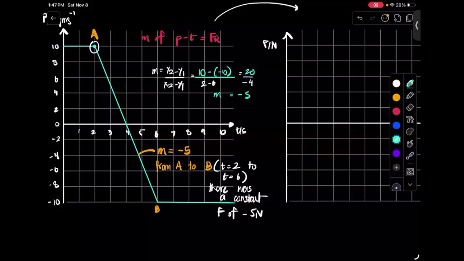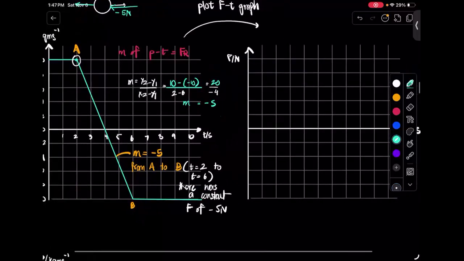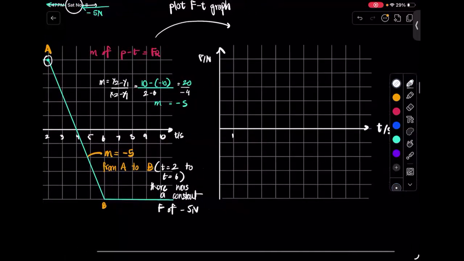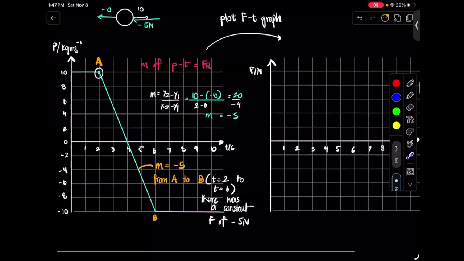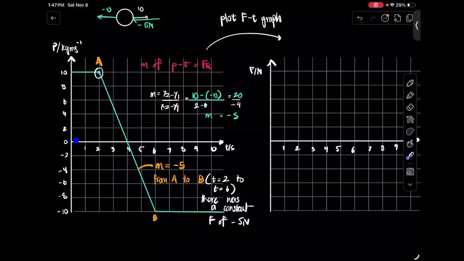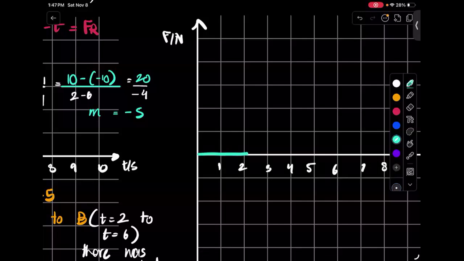Now, how do I plot the force time graph for this? Wait, how many seconds is this? 1, 2, 3, 4, 5, 6, 7, 8, 9, 10. How do I plot the force time graph for this? First of all, was there any force in the first 2 seconds? How do I know if there was any force? There wasn't, because the slope is 0. Exactly. So over here, I just draw a flat line. So this is 0 Newton. For the first 2 seconds, there was 0 Newtons of force. There was no force on the object.